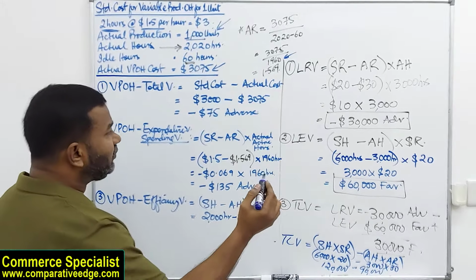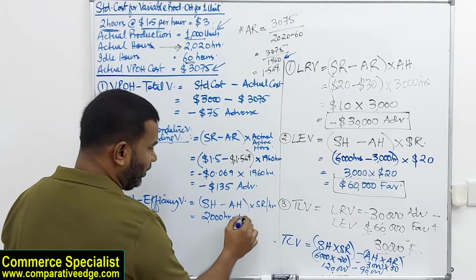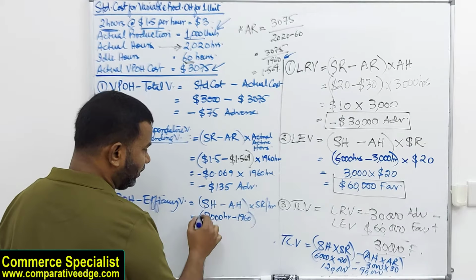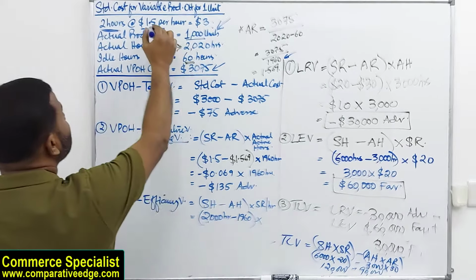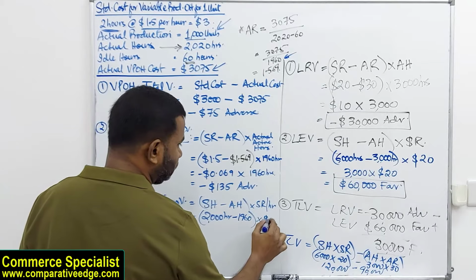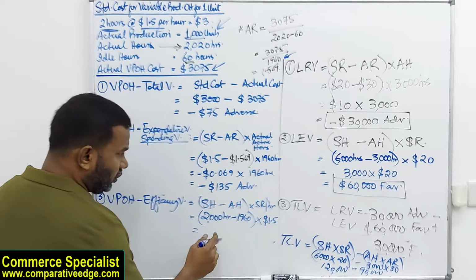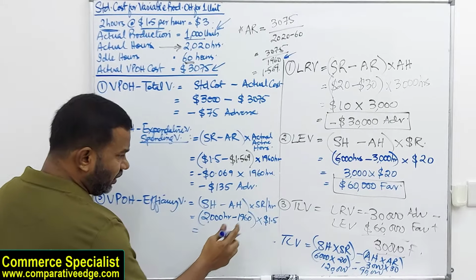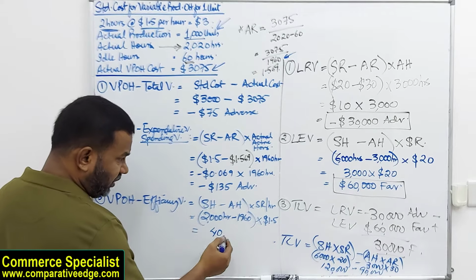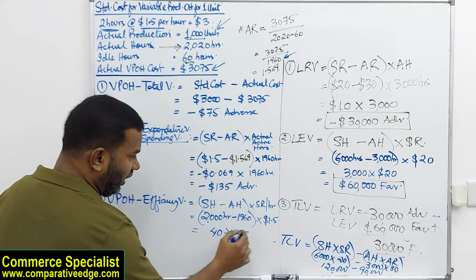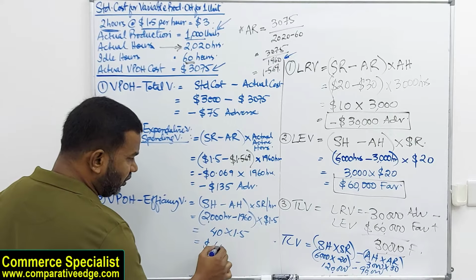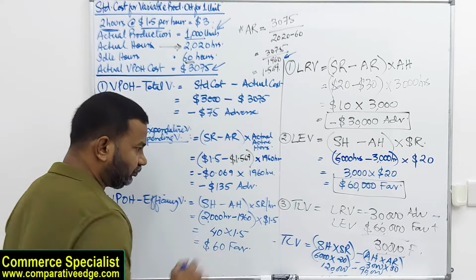Actual hours, which are active hours, 1960, already calculated, into standard rate per hour is $1.5. So 2000 minus 1960 will give you 40, positive 40, multiply by 1.5 will give you $60, which is a favorable variance.